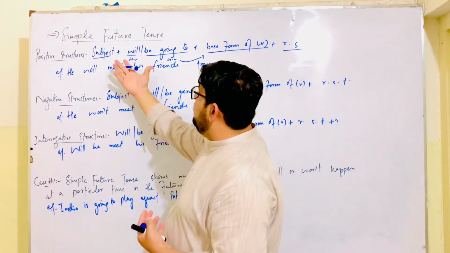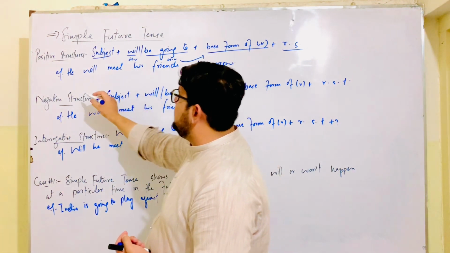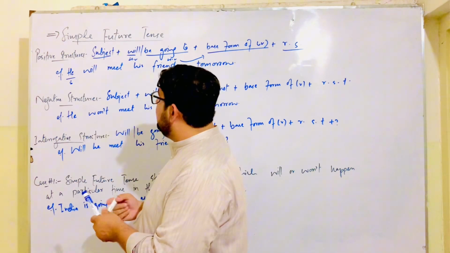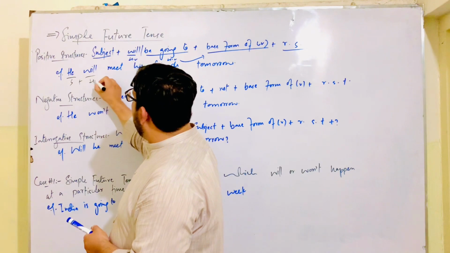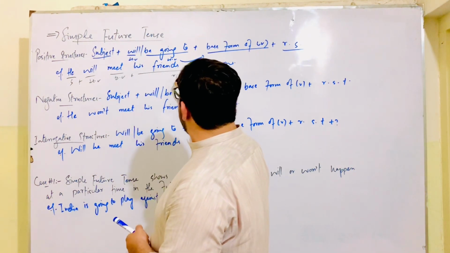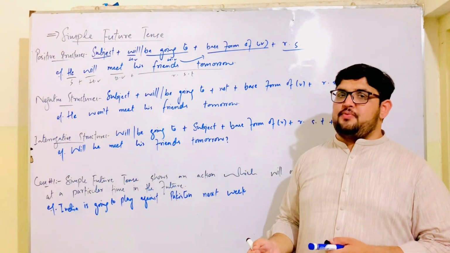So we follow the future structure to make a positive sentence, like he is the subject plus will is our helping verb, and meet is our base form of verb plus his friends tomorrow is the rest of the sentence. This is how we create a positive sentence using simple future tense.